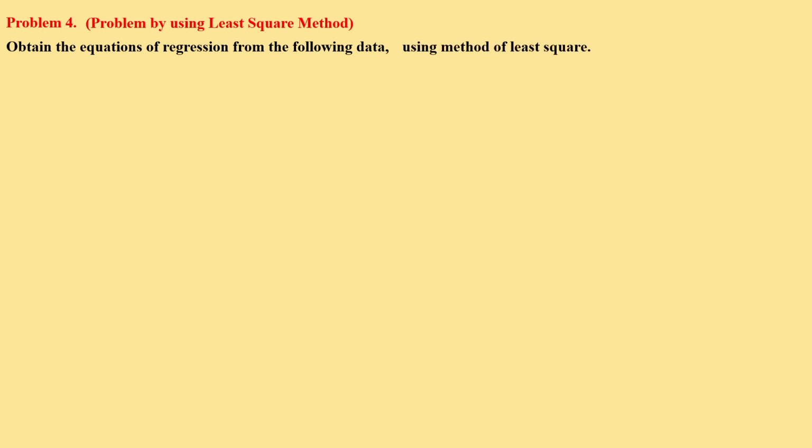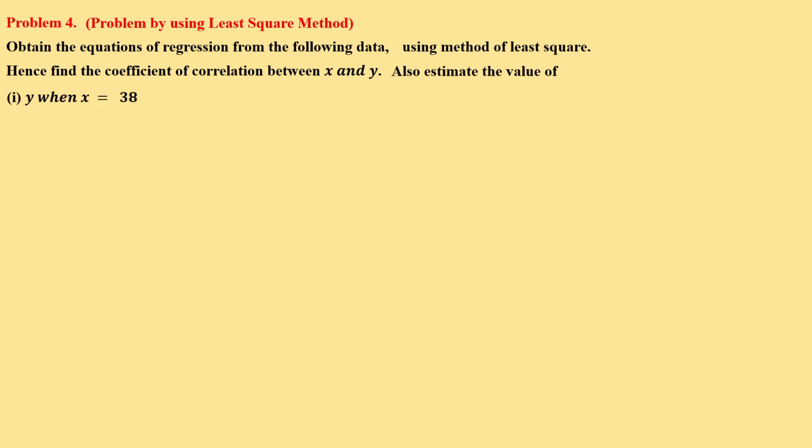Next problem. This problem is using least square method. Obtain the equation of regression from the following data using method of least square, and find the coefficient of correlation between x and y. Also estimate the value of y when x is equal to 38, and the x value when y is equal to 18.